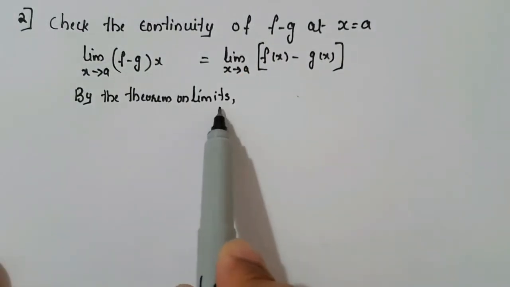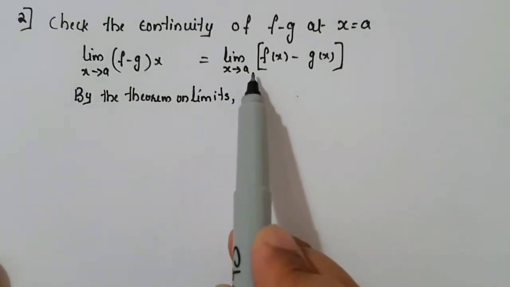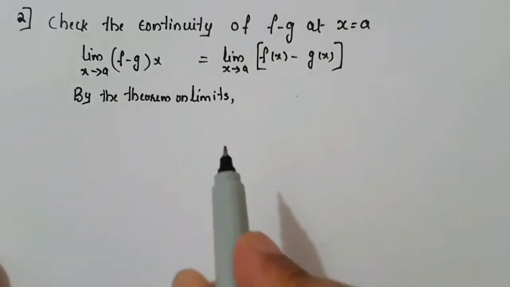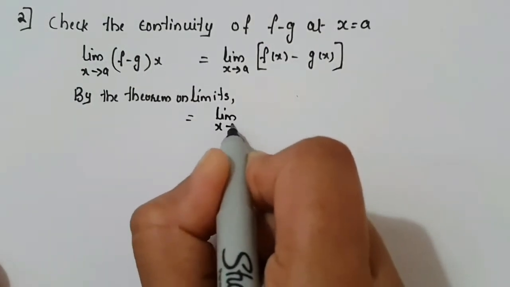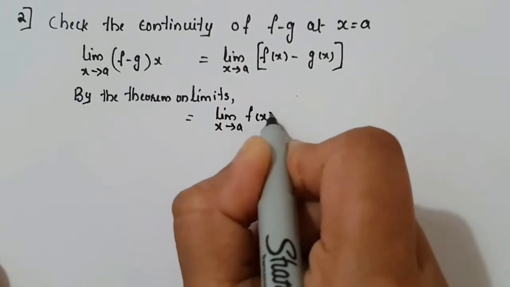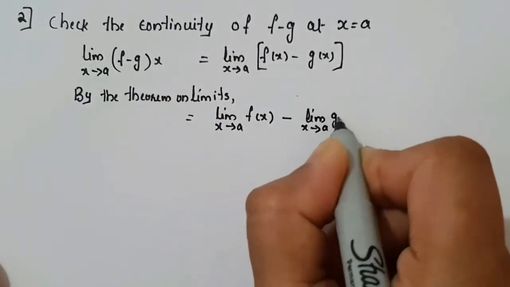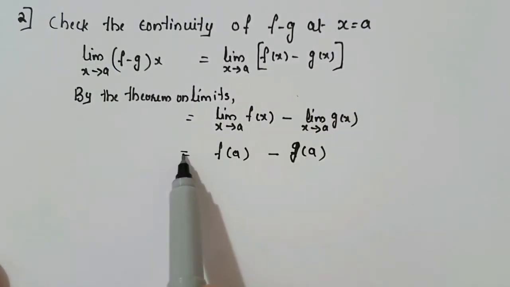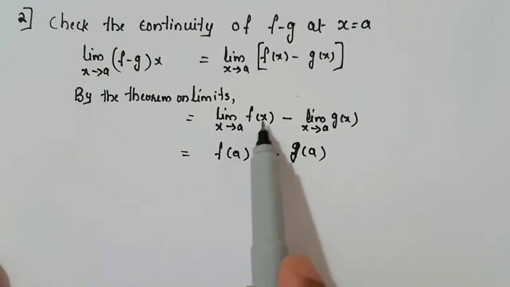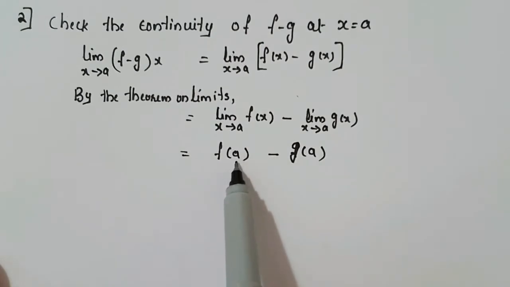By the theorem on limits, the limit of the difference of two functions is the difference of the limits of the functions. So this is equal to limit x tends to a of f of x minus limit x tends to a of g of x. We separated the limits. This is equal to, since f of x and g of x are continuous functions, the limit of the function is equal to the value of the function.